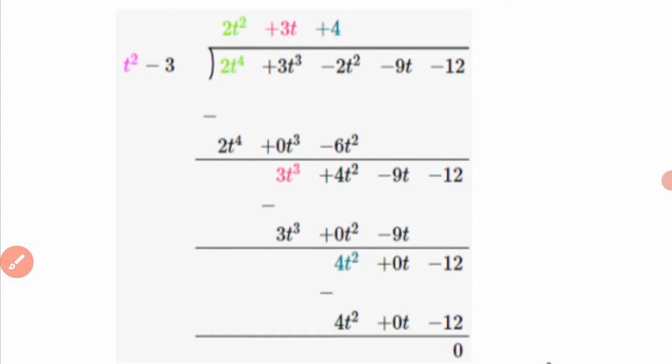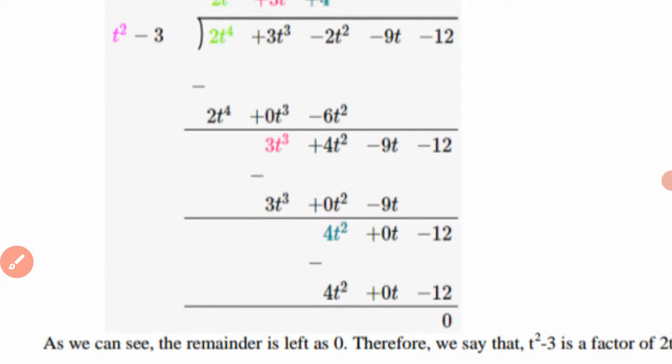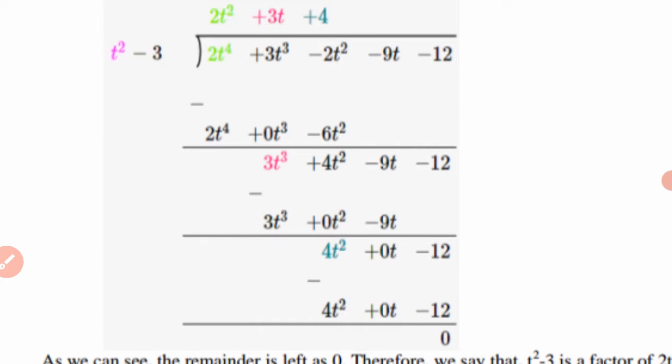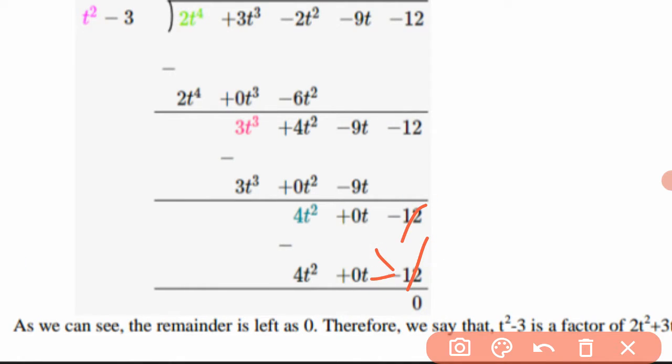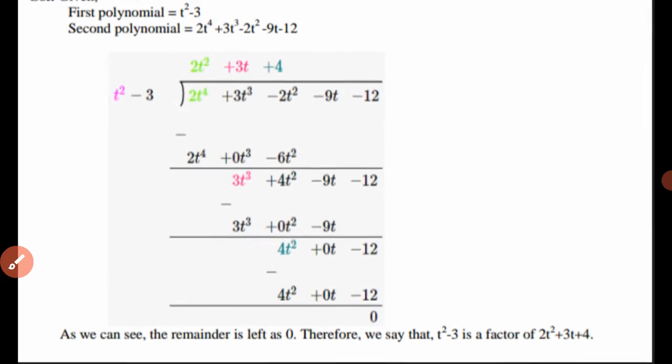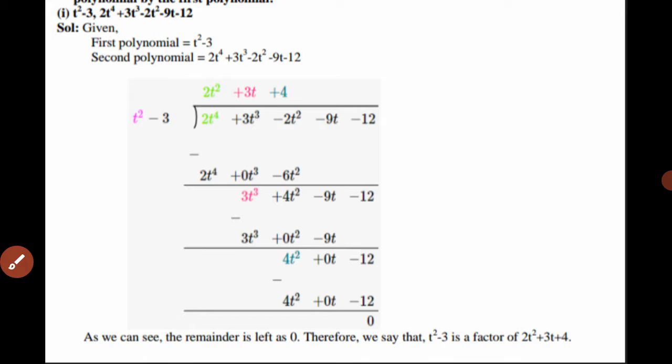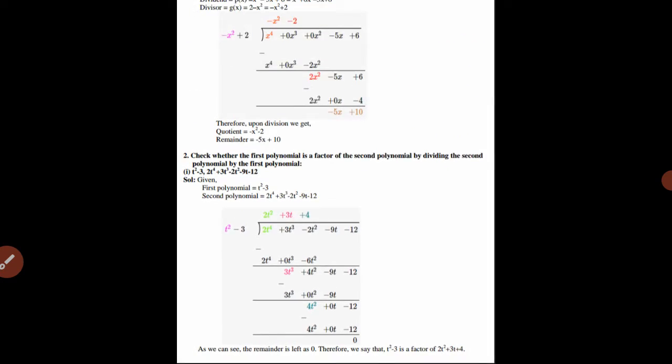So in this again this 4t square will be divided by t square, so 4 will be left, and here by multiplying this 4 by minus 3 it will be minus 12, and this minus 12 will also cancel, so the remainder will be 0. So by solving this we can say the remainder is 0. When the remainder is 0, as we can see the remainder is left as 0, therefore we say that t square minus 3 is a factor of 2t power 4 plus 3t cube minus 2t square minus 9t minus 12, so it will be a factor.